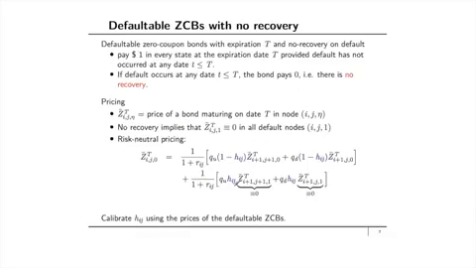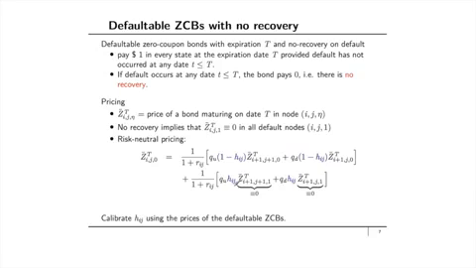What about extending this idea to defaultable zero coupon bonds? So now the bonds that we are considering have the possibility that they are going to default. And when they default, we are going to start with the instrument that pays no recovery. So what does it mean? It means that these bonds pay $1 in every state at expiration, provided default has not occurred on any date t less than or equal to capital T. If a default occurs at some point, the bond pays 0. There is no recovery. Again, let's see what the pricing works out to be.